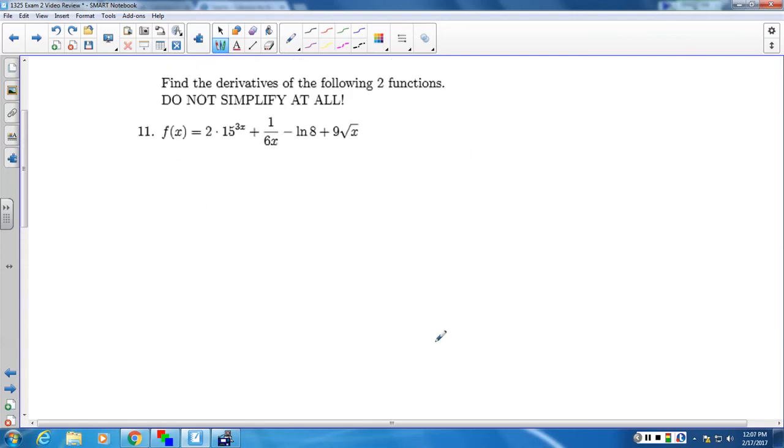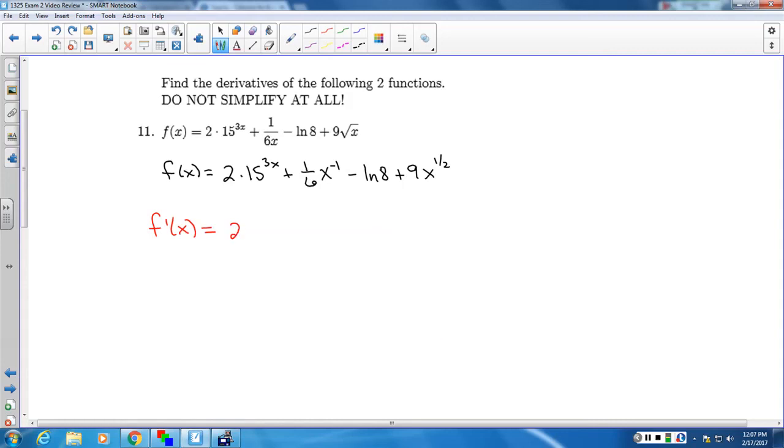Another, do not simplify at all. I am going to rewrite this one. So rewriting it, I have 2 times 15 to the 3x. On this one, I'm going to pull my numbers out front and take that x to the top. Minus natural log of 8, which you need to make note, that's just a number, plus 9x to the half. That's just rewriting it. Taking the derivative.